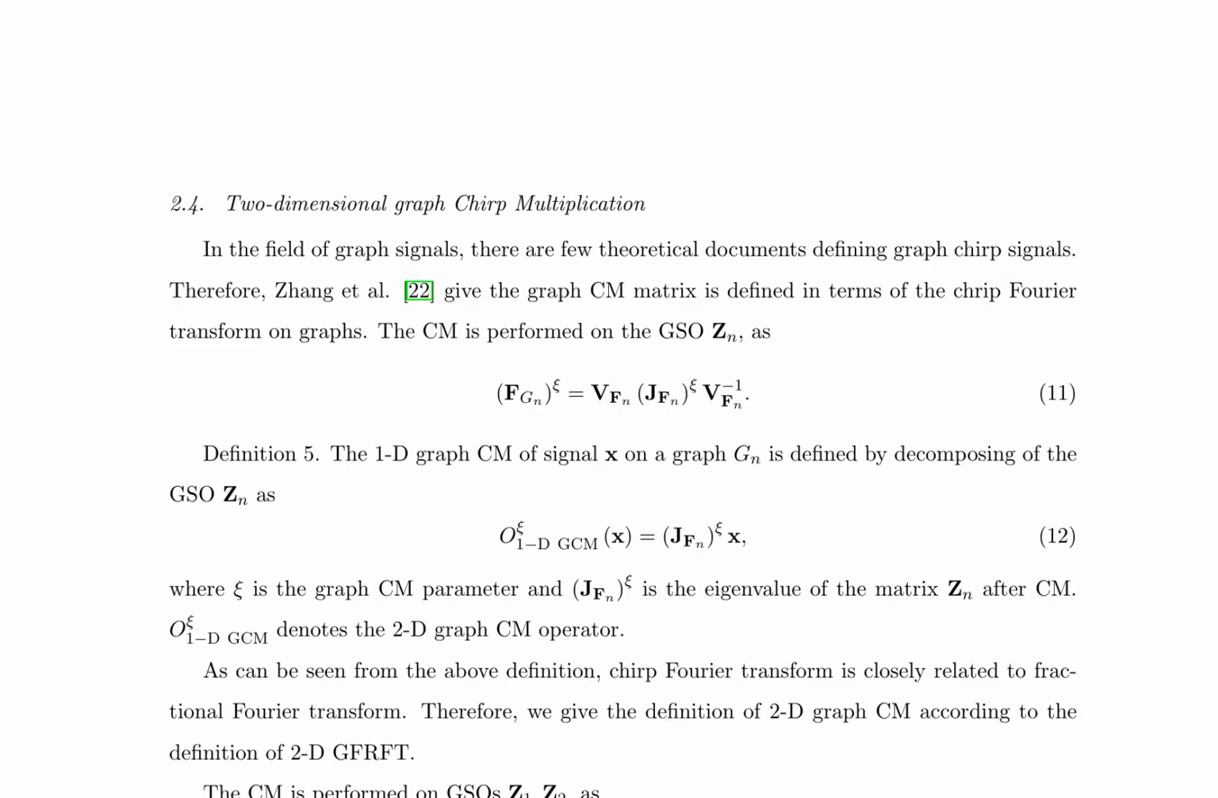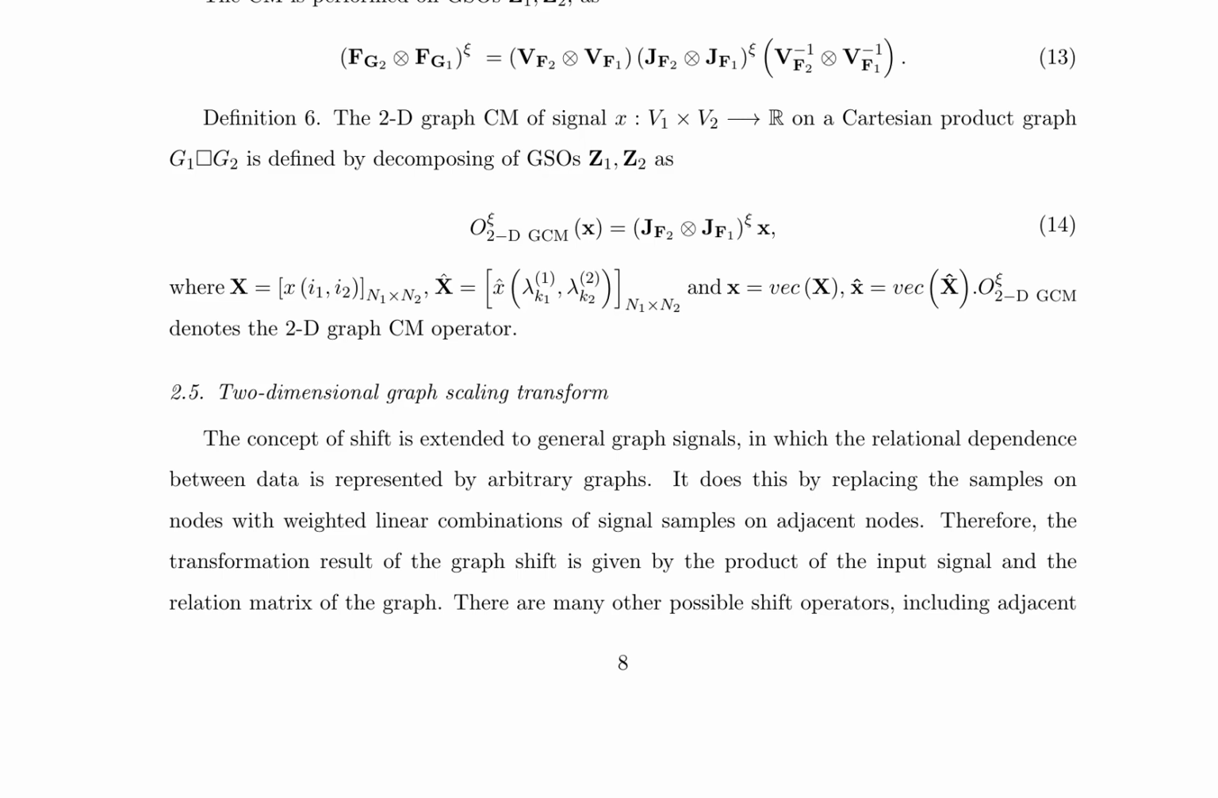In the realm of graph signal processing, two key transformations are pivotal for understanding and manipulating data on graphs: the two-dimensional graph chirp multiplication and the two-dimensional graph scaling transform. The graph chirp multiplication matrix is defined by decomposing the graph shift operator, which in turn is achieved through the chirp Fourier transform on graphs. This decomposition involves breaking down the graph shift operators Z1 and Z2 to define the two-dimensional graph chirp multiplication.